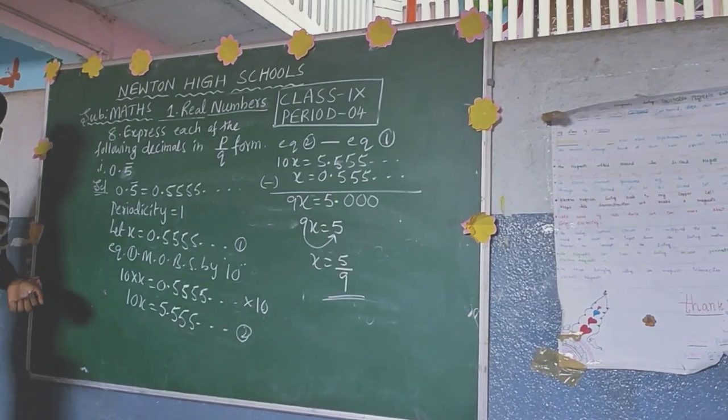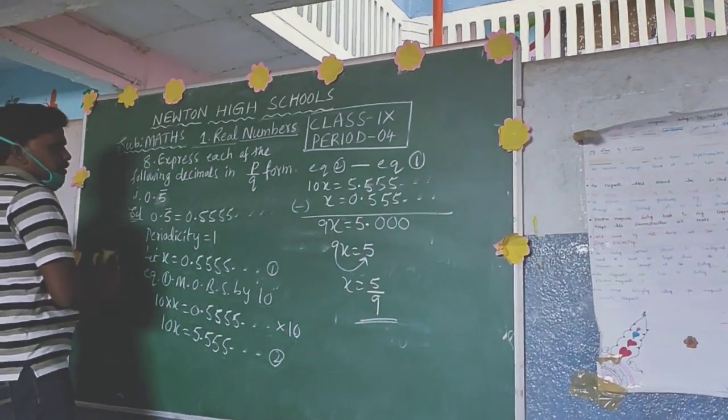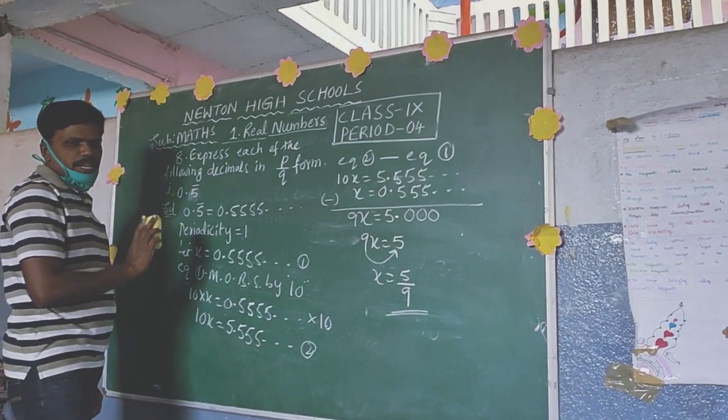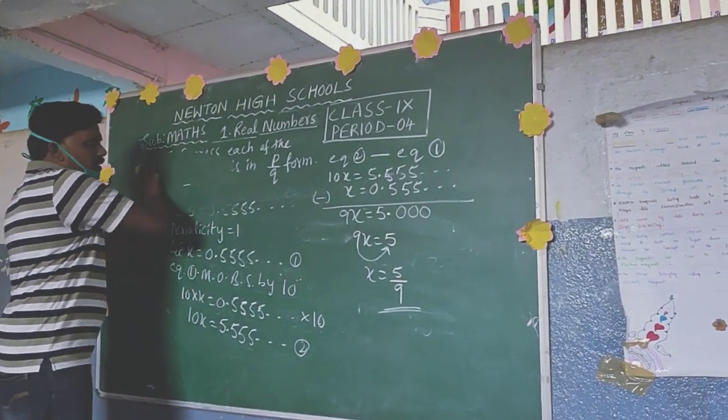Okay, children. Then we have to go with the others. The remaining sums we can do like this; easily we can do it. Okay now, then another one.